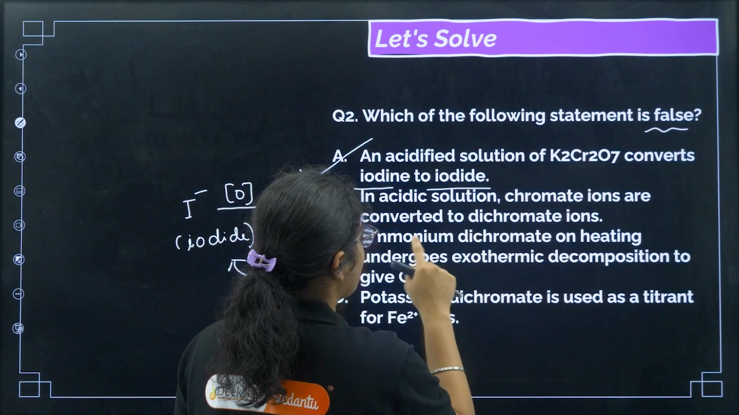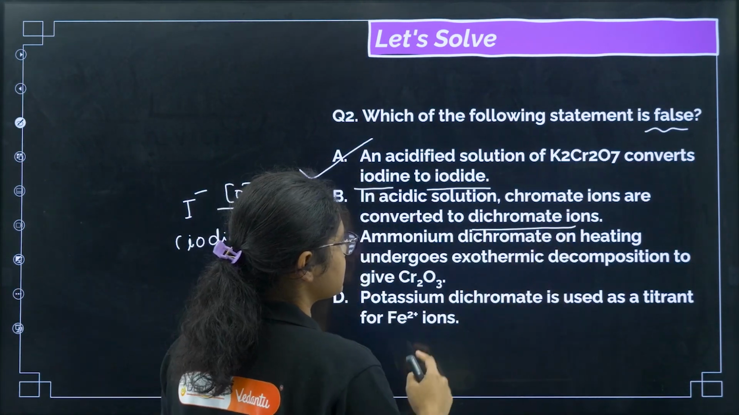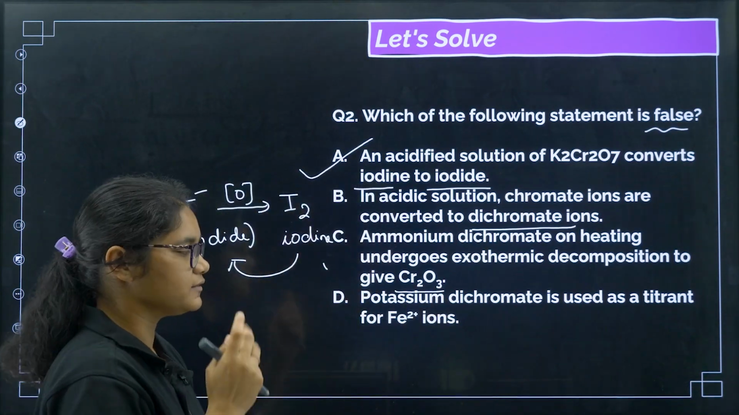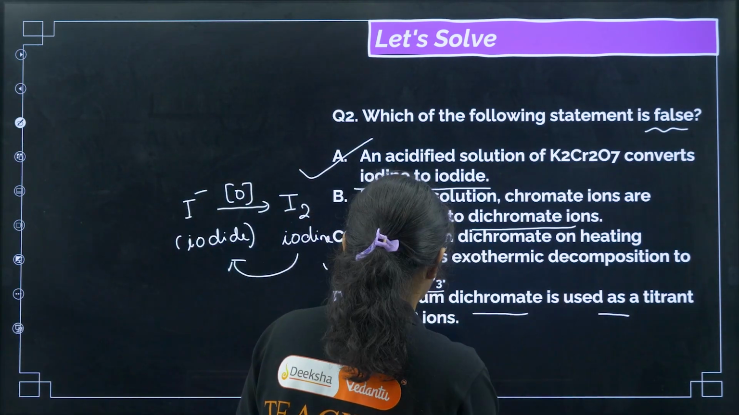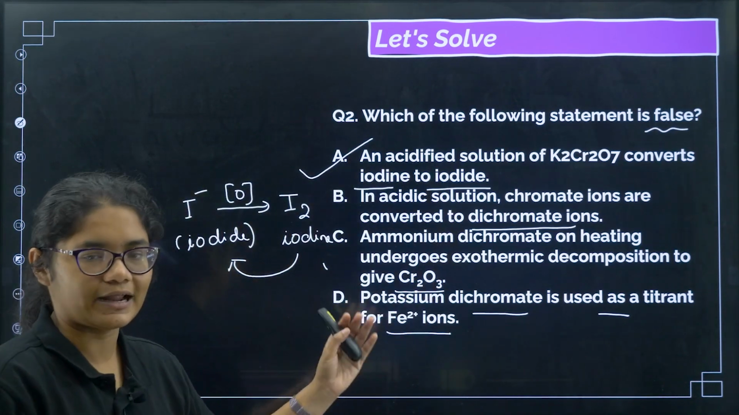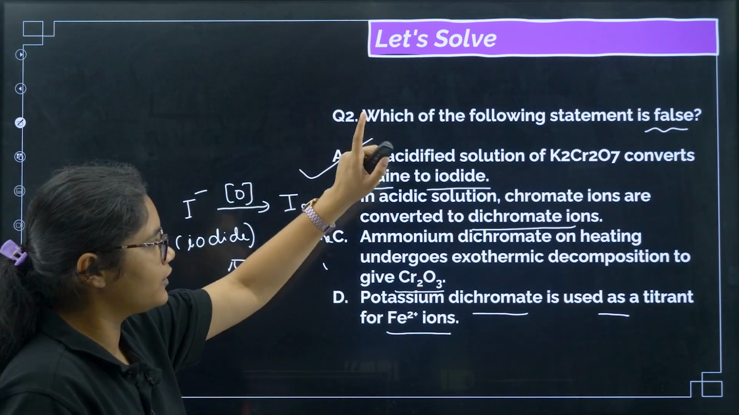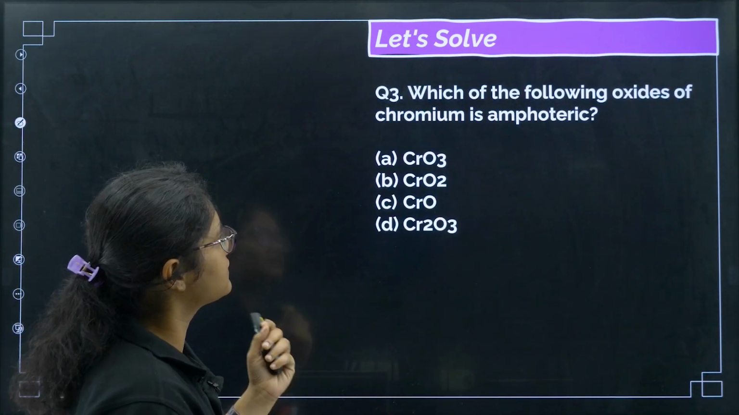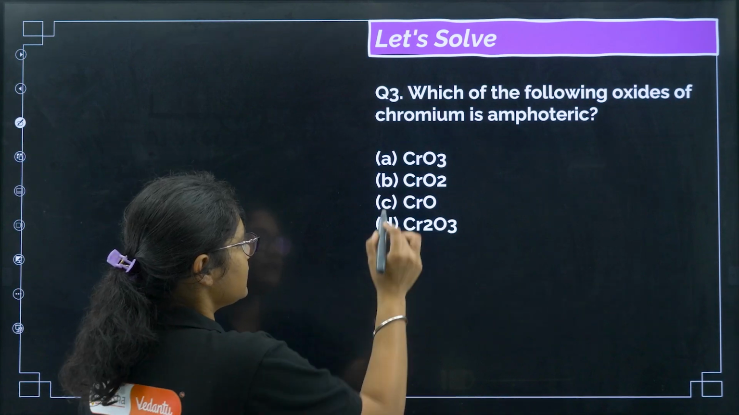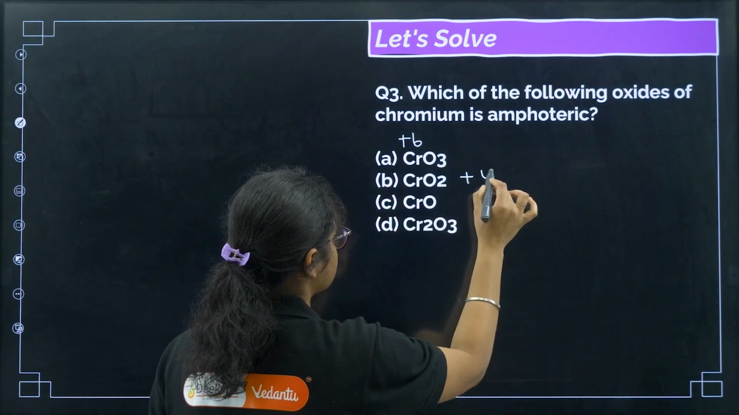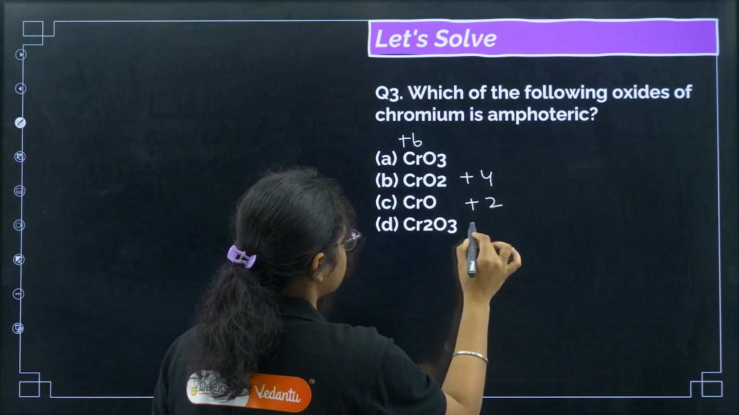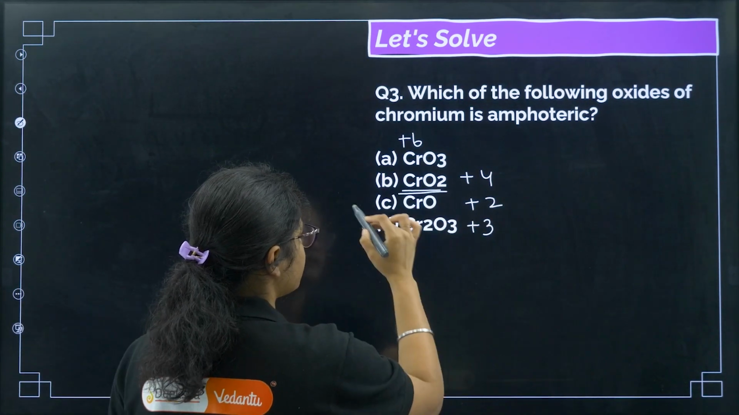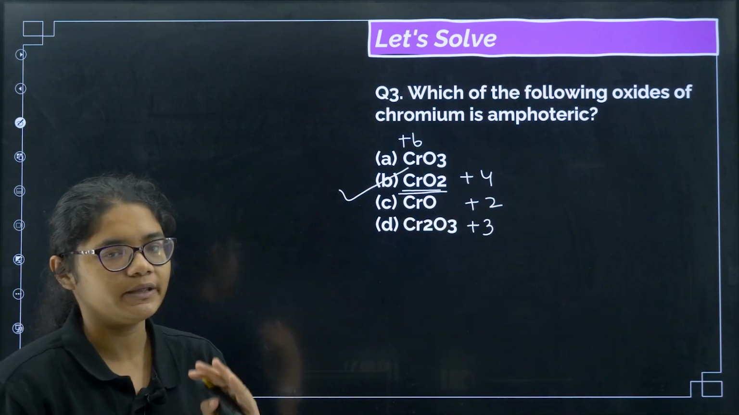In acidic solution, chromate ions are converted to dichromate. Yes, this we have already discussed. Ammonium dichromate on heating undergoes an exothermic reaction to give chromium oxide. This is also correct. Potassium dichromate is used as a titrant for Fe2 plus ion, which you might have done in titration. So the wrong statement here is the first statement. Now coming to the third question, which of the following oxides of chromium is amphoteric? Here the oxidation state is plus 6, here plus 4, here plus 2 and here plus 3. We have seen that Cr2O3 is amphoteric in nature. So the correct answer will be option B.